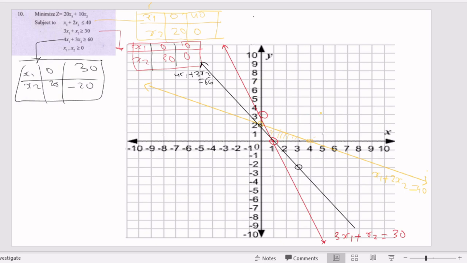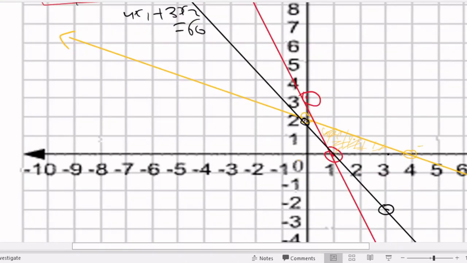So that is a red line, greater than 30. It means above this red line. As of now, this seems to be a common region. Third one, 4x1 plus 3x2 greater than 60. Again, above this black line. If we summarize everything: below the orange line, above the black line, above the red line.